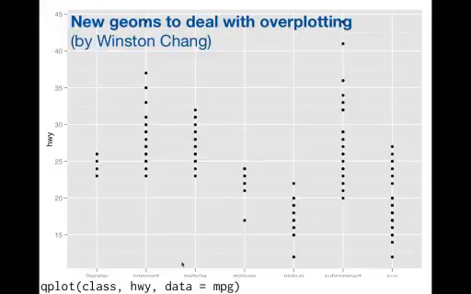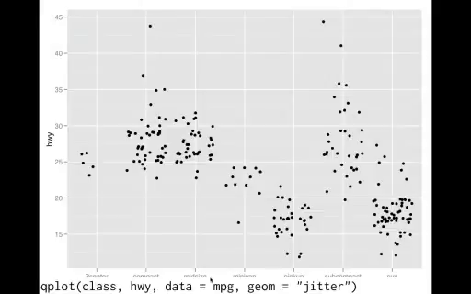And for each plot, I'll show you the code down the bottom, just using very simple ggplot code. Put class on the x-axis, highway miles per gallon on the y-axis, using the mpg data set. So one geom that's been available for a while in ggplot2 is the jitter geom, which basically just adds a little random noise to each point. So this helps a bit. We can see there's a few more points around here. But the randomness also introduces some problems at the same time.